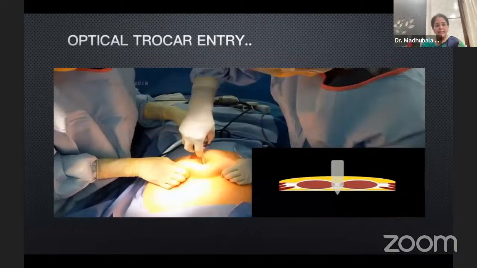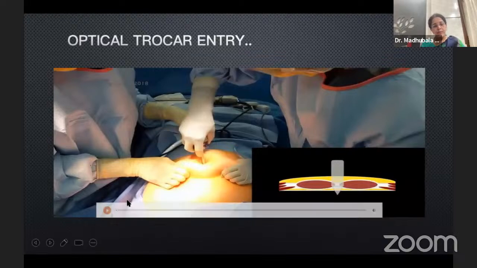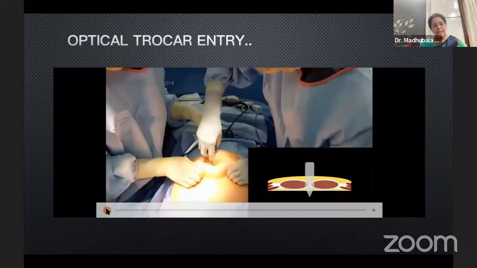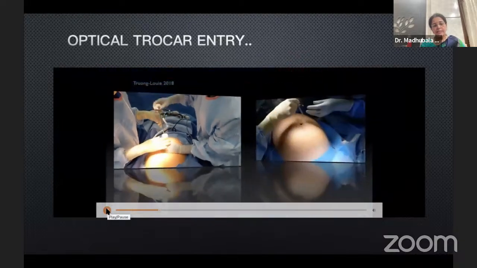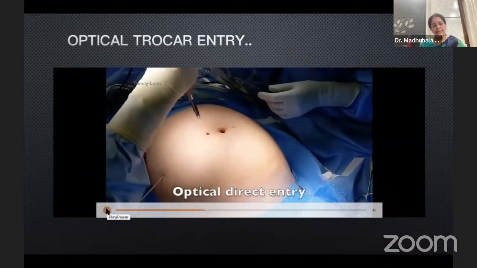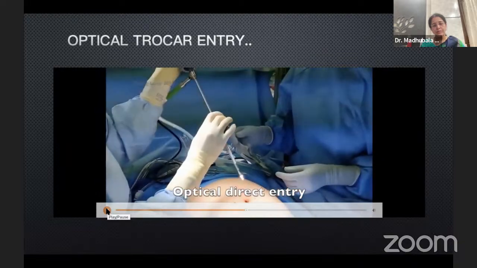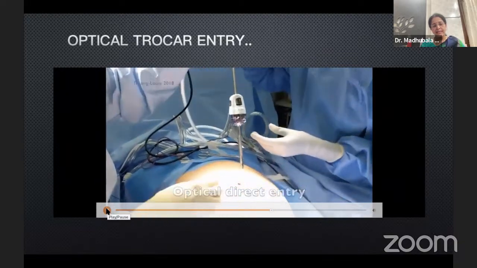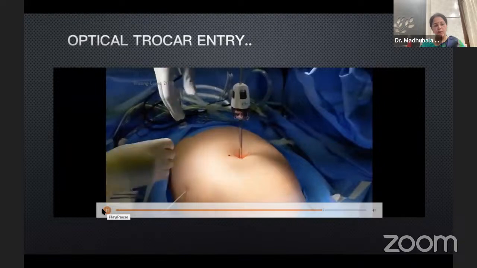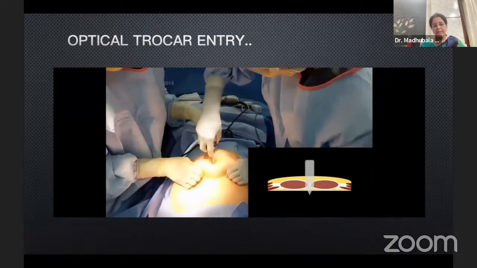So to avoid all these injuries, there is a succession of evolution of trocars, and one such is the optical trocar entry, where the trocar is placed along with the telescope and inserted directly, so that the telescope sees the trocar entering each and every layer of the abdominal wall so that the entry would be safe.